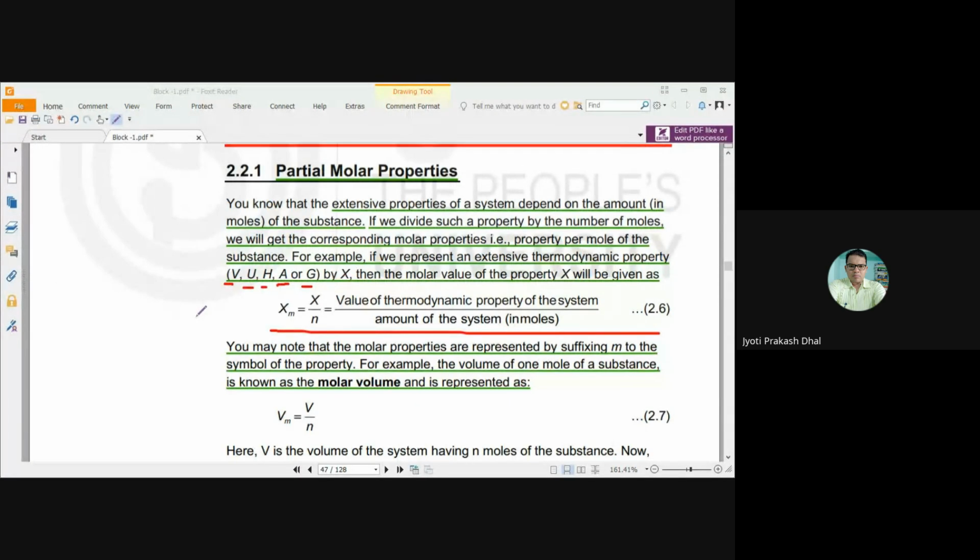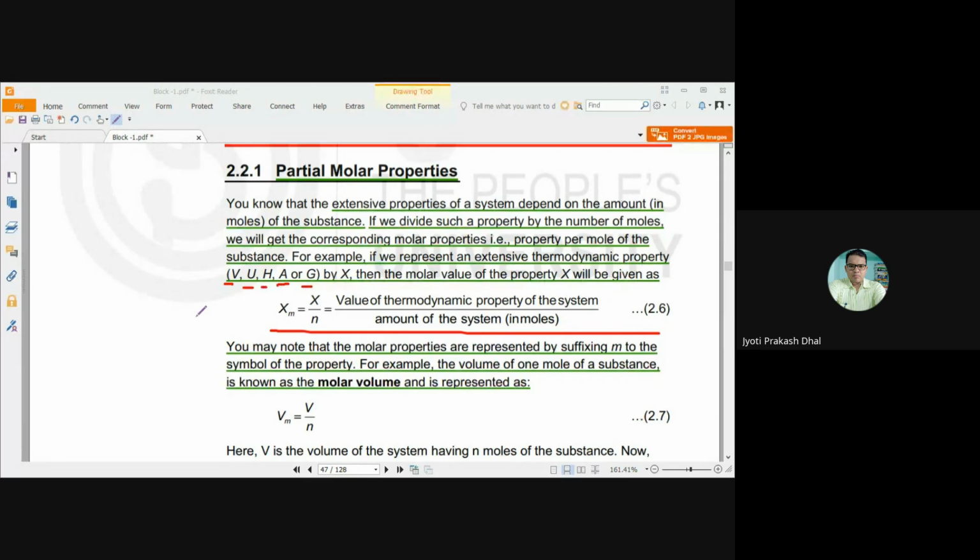For example, temperature. If you take 10 ml of water on your laboratory table and in another vessel 50 ml of water, for both systems the temperature is the same. So that is independent of the amount of the substance present in the system. So temperature, external pressure, refractive index, dielectric constant, molarity, all these are intensive thermodynamic properties. But extensive thermodynamic properties are volume V, internal energy U, enthalpy H, Helmholtz energy A, and Gibbs energy G.